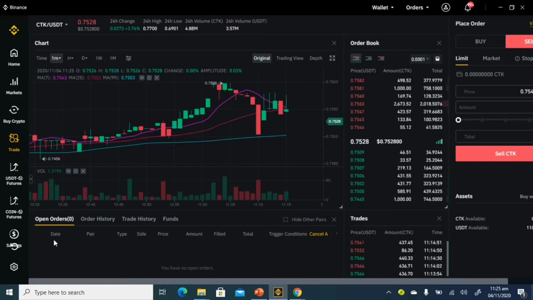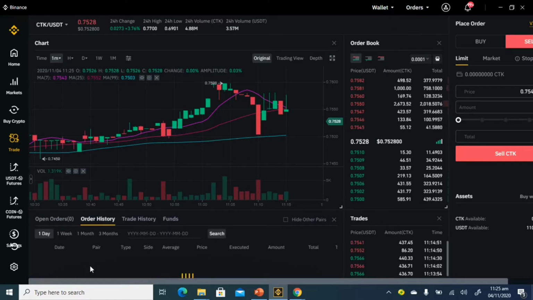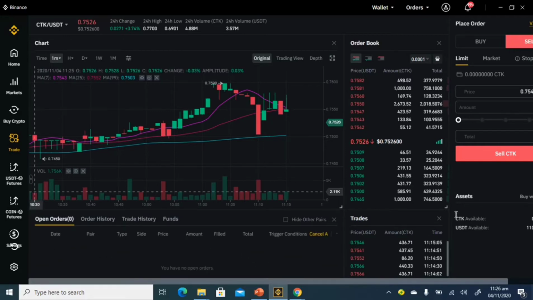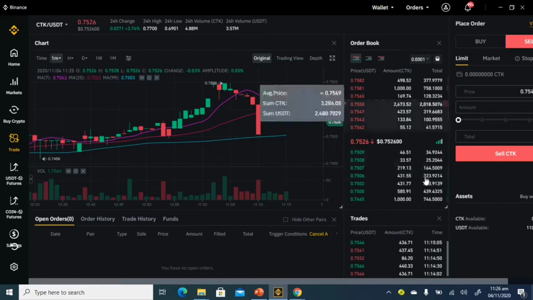What you have here is where you can see all your orders. If I have an open order that's not yet closed, it will be shown here. If I come here to order history, it shows me all the orders that I've placed. Then here shows you the trade history and your funds. So basically, if you want to monitor your orders, you can come to this tab to check orders. So that's just the introduction of this whole page you've seen here. I told you this is the chart, this is the order book, this is the order box where you place your orders.